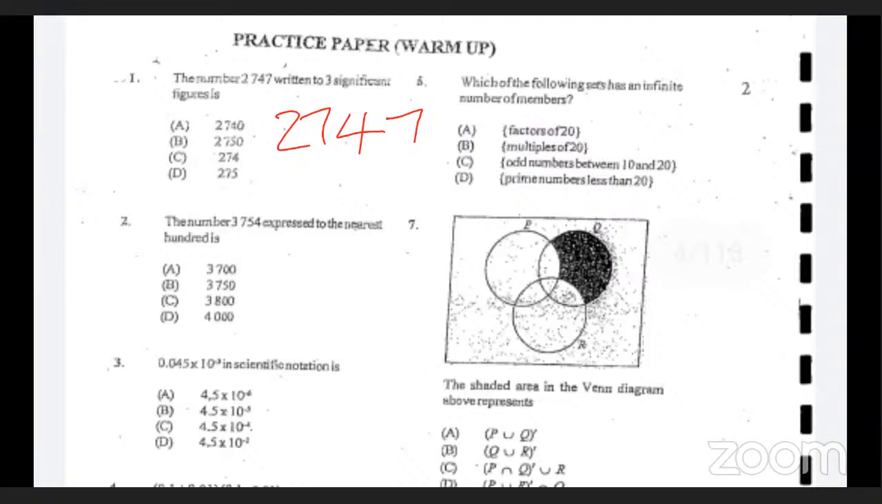Miss, I'm just saying what I know. The question says the number 2,747 written to three significant figures. Miss, whenever I see significant figures, I always think about rounding off. So I count from the 2000, say 1, 3, and I reach to the 4, Miss, and then I say 4.